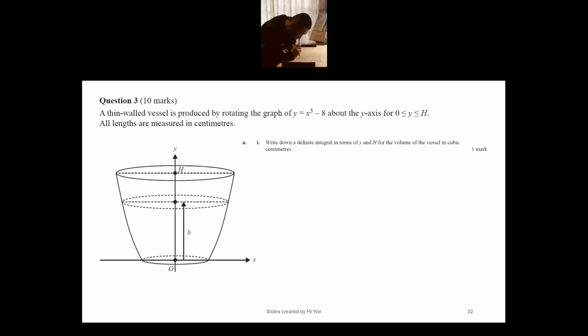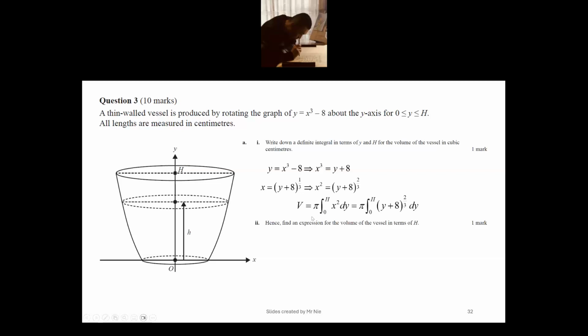First part, we want to write down a definite integral in terms of y and a capital H for the volume of the vessel in cubic centimeters. So just be mindful, this is not x squared, this is x to the power 3. So you have to isolate x first. In this case, rearranging gives you x^3 equals y plus 8. Take a cube root both sides, you get x, but for the volume of revolution formula, you have to get x squared, which means you are going to use V equals pi times the integral from 0 to capital H of x squared dy. So you sub in the x squared here, and then you may use your CAS calculator to integrate this expression.